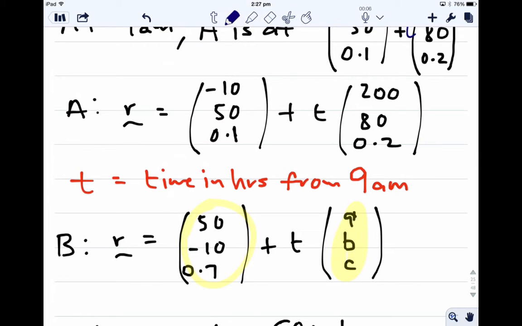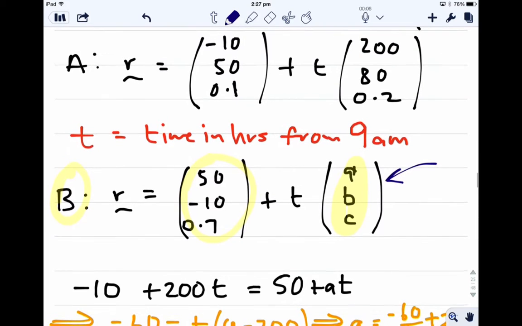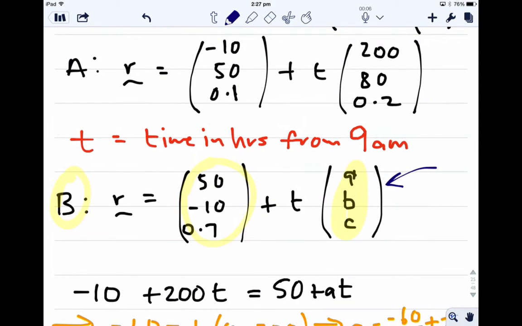I know that the maximum speed of the second vehicle is 200 kilometers per hour, so that's really going to affect this part here. What I'm going to do is look at the x coordinates for these two to intersect. That means negative 10 plus 200t, the x coordinate for vehicle A, has got to be the same as 50 plus at for the second vehicle. That's how I've got that equation.